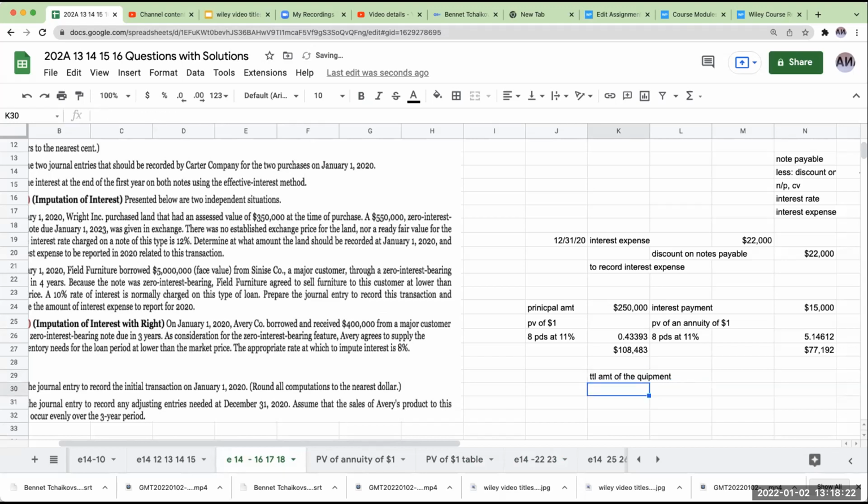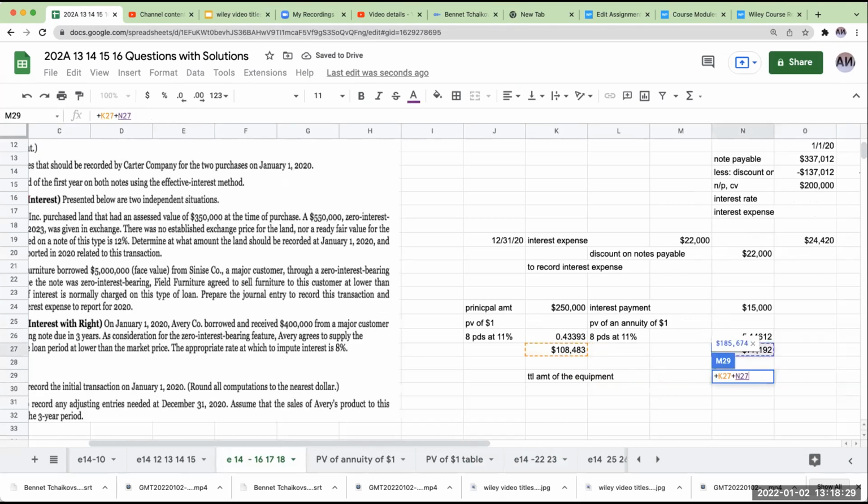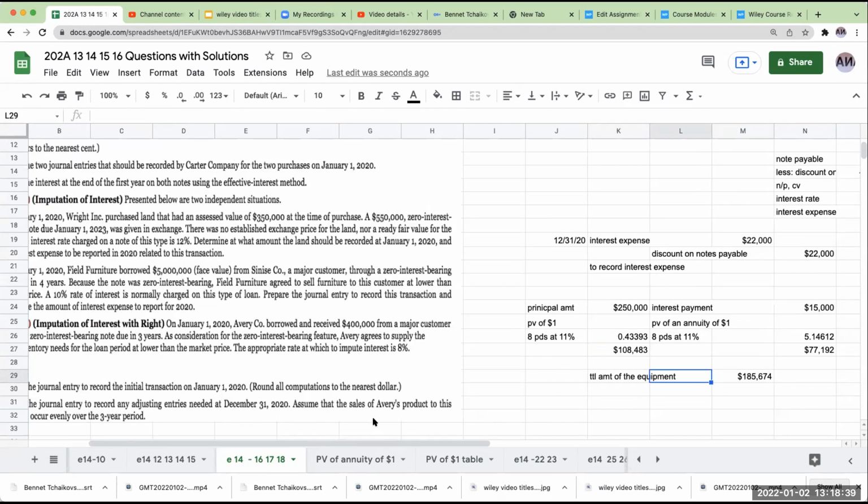of the equipment that I'm going to record is going to be the sum of these two values, which is basically the present value of this. This is what I want to record the equipment at. I'm not going to record it at 250 because that 6% seems to be below market interest. And that's what we're going to do.